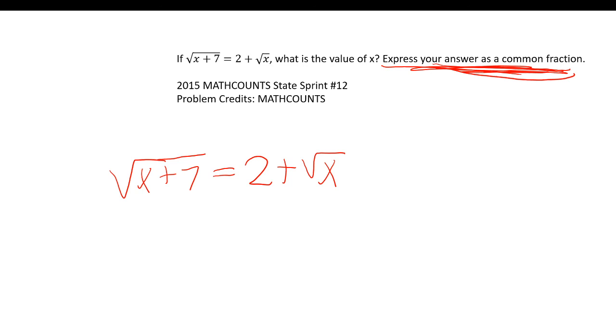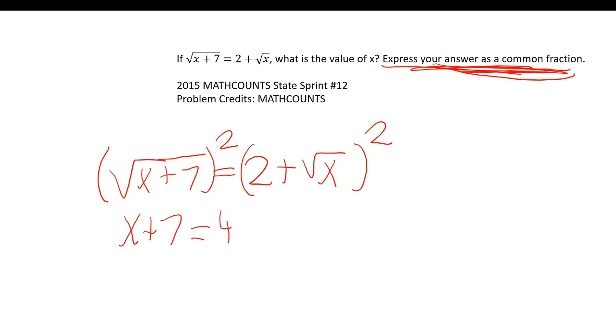So we have a square root. This problem would be a lot easier if we didn't have the square roots involved in it. So we can get rid of the square roots to make this problem 10 times easier. We know how to do that. We can square both sides of the equation. The square root gets canceled. We have x plus 7. Over here we have a binomial we need to square. Square the first term, we get a 4. The product of the terms is 2 root x multiplied by 2. We get 4 root x. And then we just square the root of x to give us x. We still have a radical, but it's a lot easier to deal with.